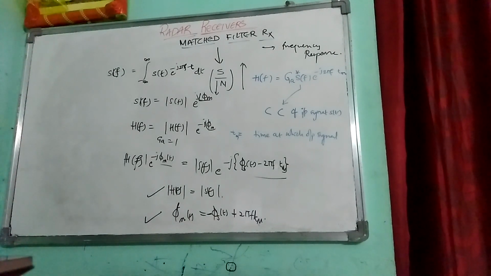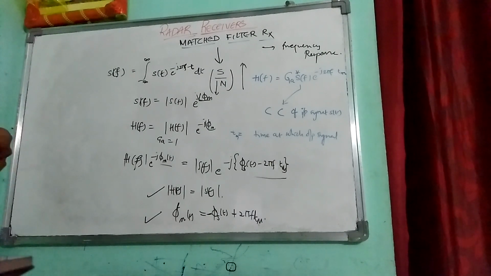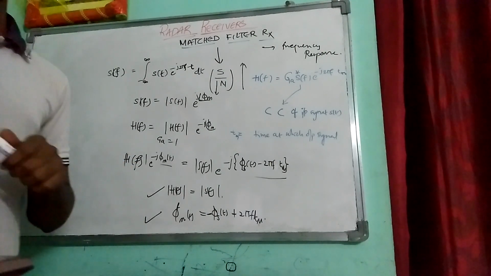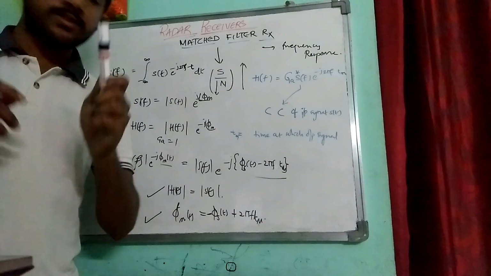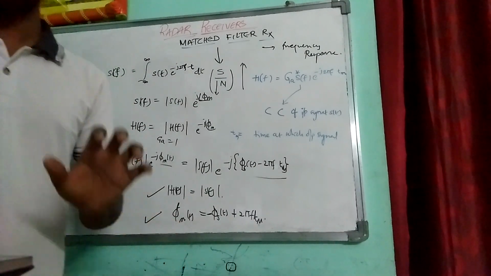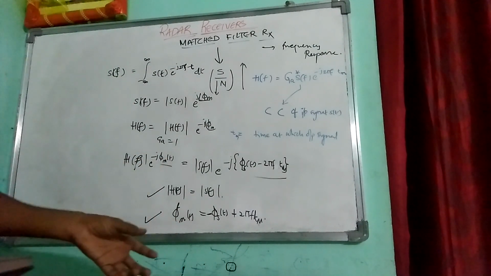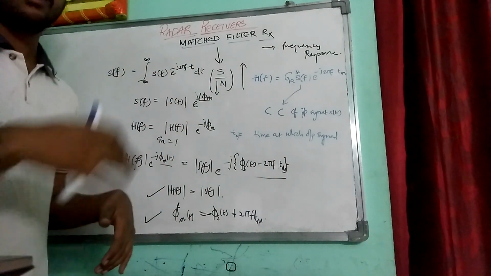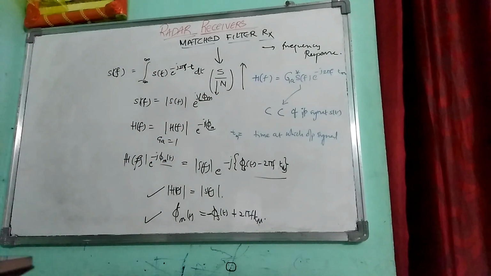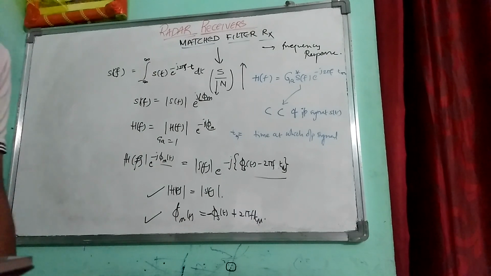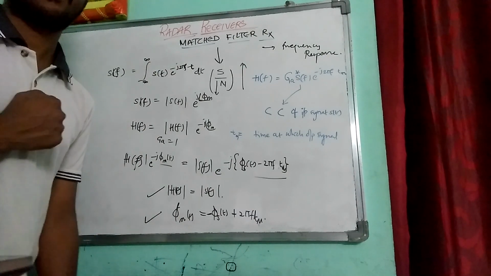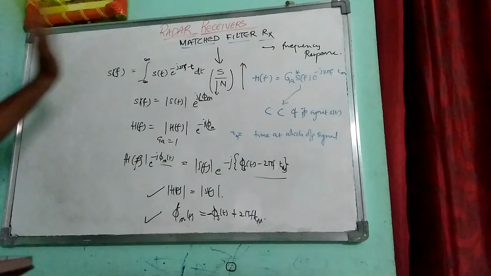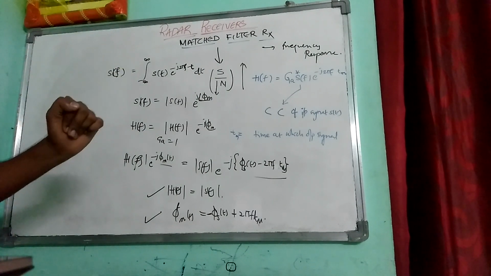This shows that the magnitude of the matched filter's frequency response function is the same as the amplitude spectrum of the input signal, whereas the phase spectrum is different. That means it is just a phase change to the negative of the spectrum, that is, the negative side of the spectrum. The phase shift is proportional to the frequency. So this is the frequency response of the matched filter.